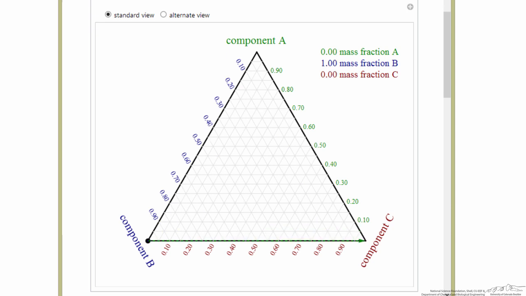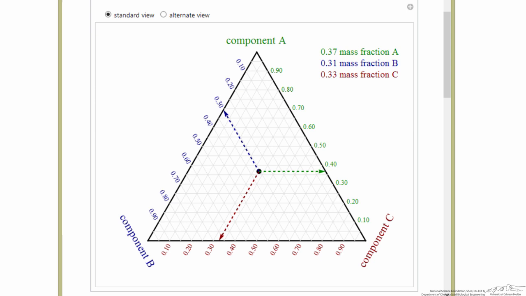So if I was dead center at the bottom here, again, reading this way, we get 0.43 mass fraction of B. Reading this way, we get 0.10 mass fraction of A. And we could either calculate the difference or read off the third axis and see that we have 0.47 mass fraction of C. So this is one way to read these ternary diagrams.